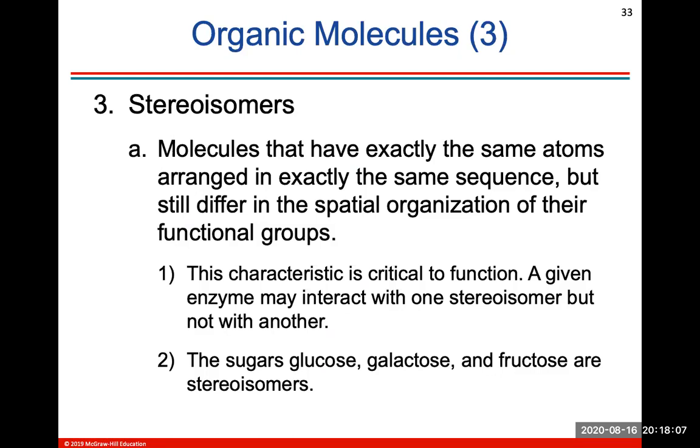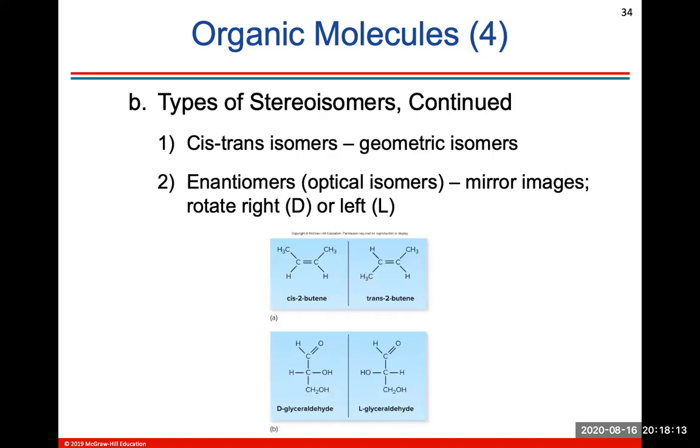Stereoisomers have exactly the same atoms arranged in the same sequence, but they differ in the spatial organization of their functional groups. And you can see that here, cis and trans 2-butene. In the cis form, the functional groups will be on the same side, and in the trans form, they'll be on opposite sides.